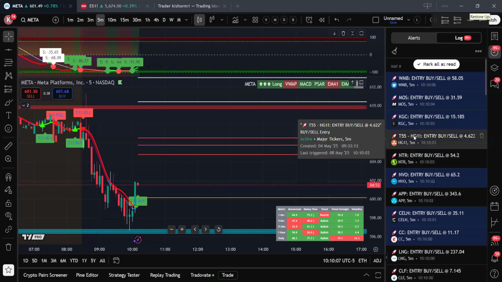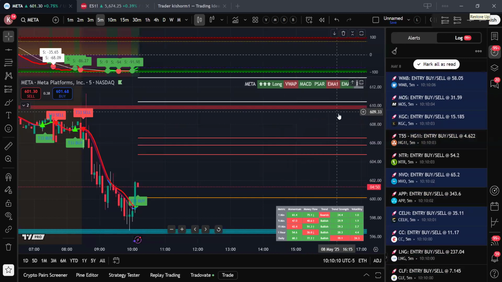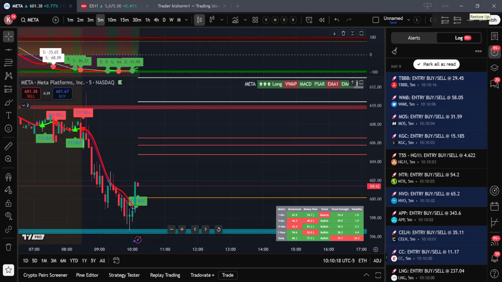I can get Meta bull puts, Meta 597 and 600 bull puts for tomorrow. You can collect around $100.